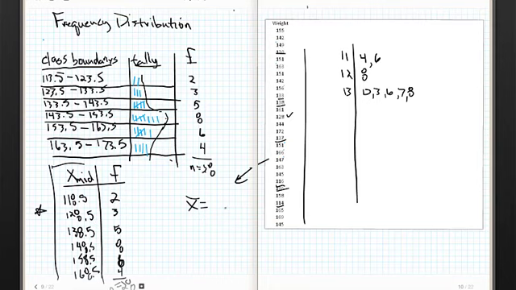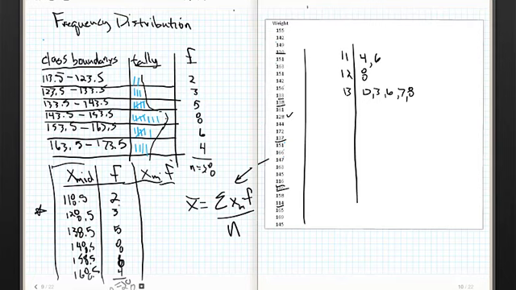So what it does is it makes our lives a lot easier. We just take the sum of the midpoints times the frequency and then divide by n. So in this case, if you had a frequency distribution like this, you're going to take the product of all of these, and then you add them up and you divide by n. Nothing to it.